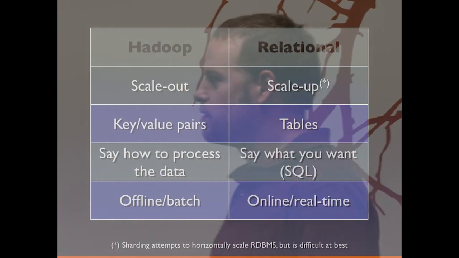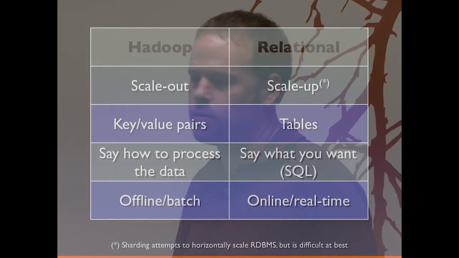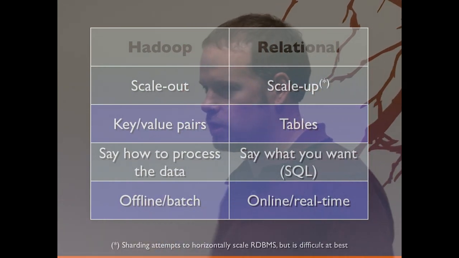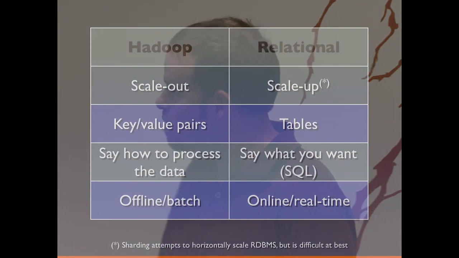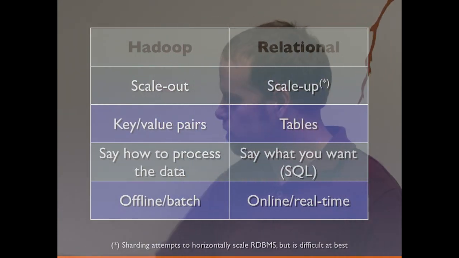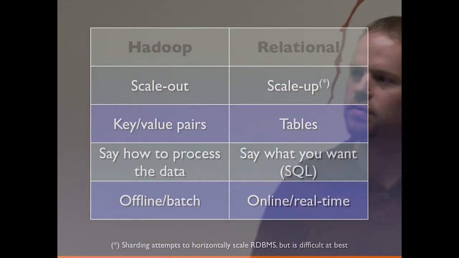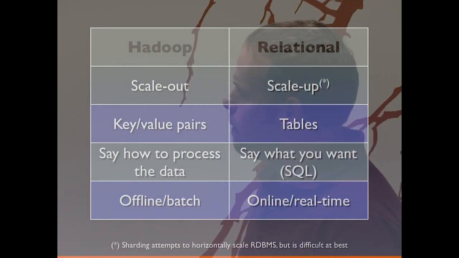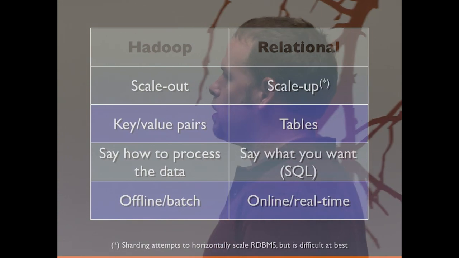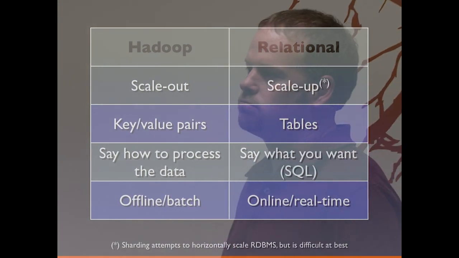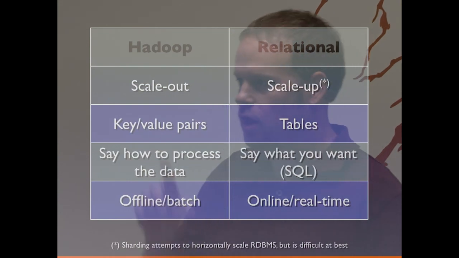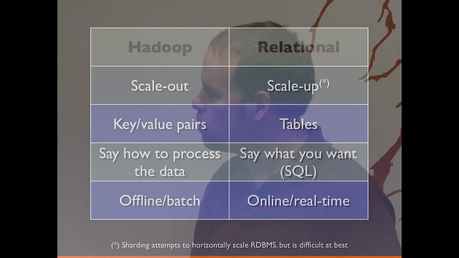Now, I did a presentation, I think it was last fall, on Hibernate Shards, which is a way of trying to shard a relational database across multiple relational database instances and make it look like one thing, which, as I said at the bottom, is difficult at best, even in some of the stuff I was trying to do on a small scale. The way that you deal with data in Hadoop is key value pairs, basically maps. Think of maps, versus tables, rows and columns in the relational world.